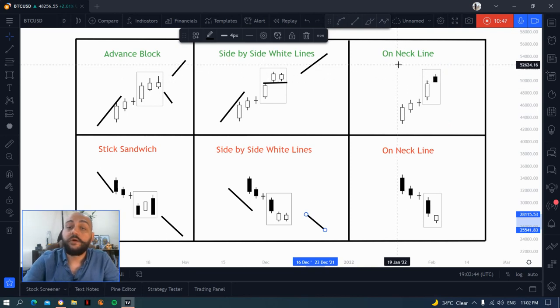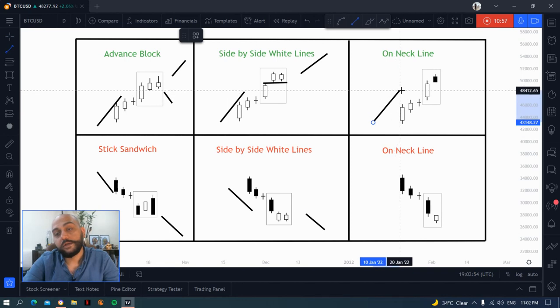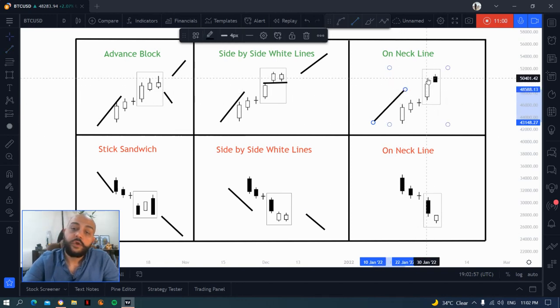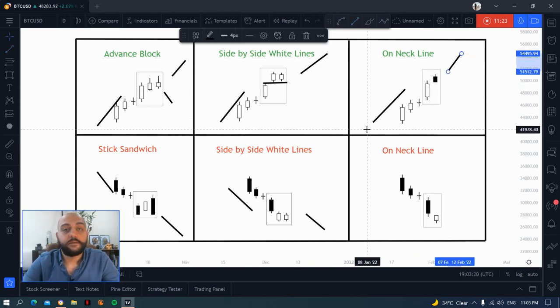Now, let's talk about the on-neck line, which is the last pattern we're going to talk about today. And we have two different types. We have a bullish kind and a bearish kind. Let's start with the bullish kind. Notice how we have an uptrend right here. We start with a strong bullish candle and a gap. Remember, this is also one of the Tasuki family. After the gap, we have a small bearish candle. The bears tried to gain control of the market, but they couldn't drop below the previous day. So this indicates that the market is going up.